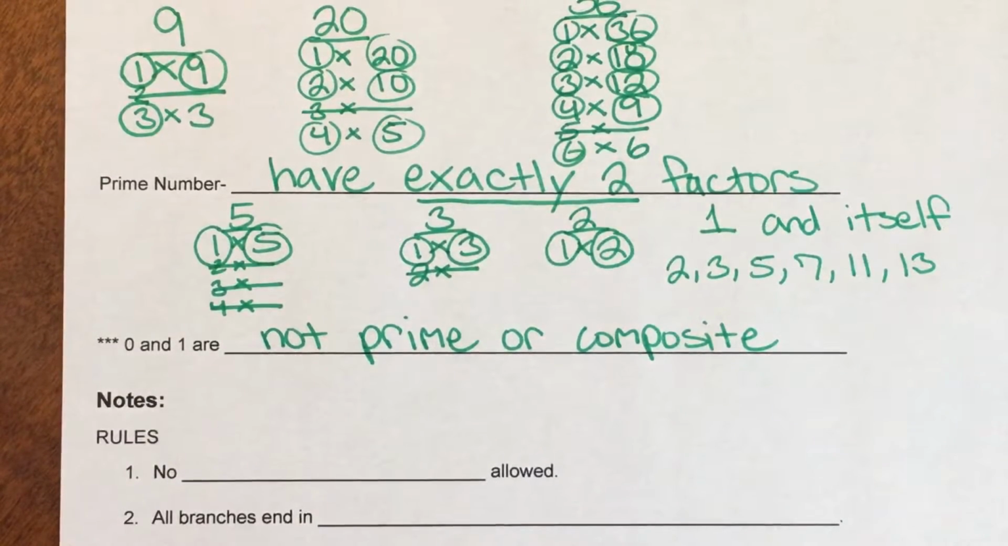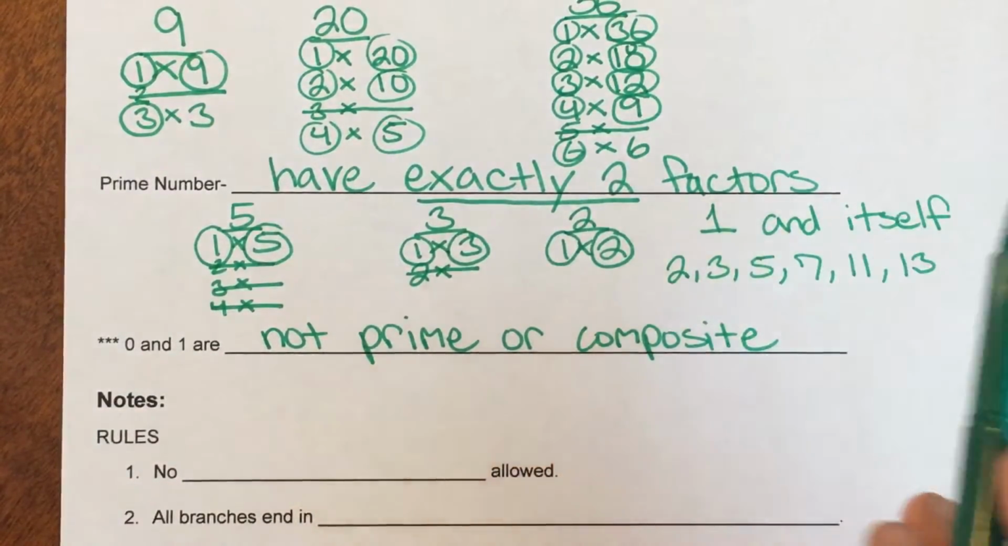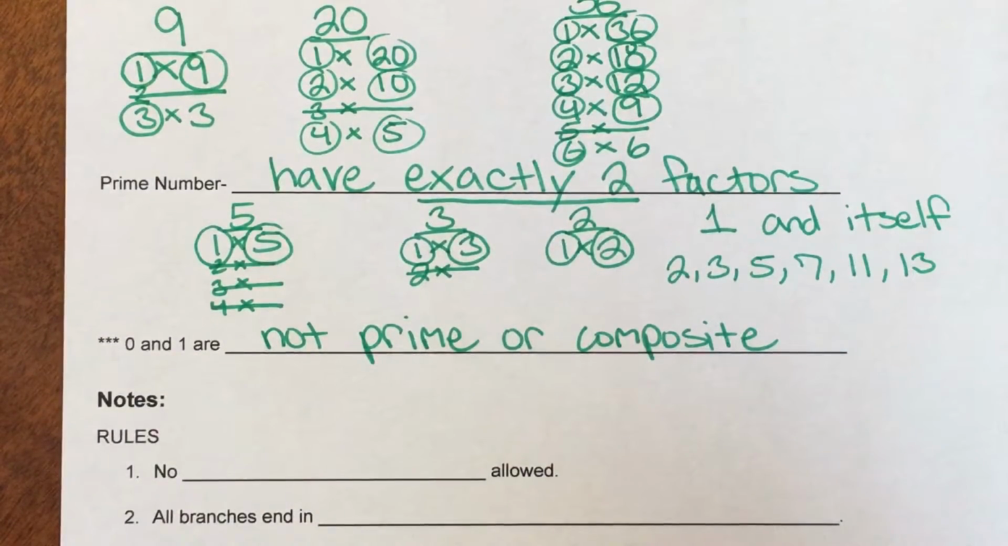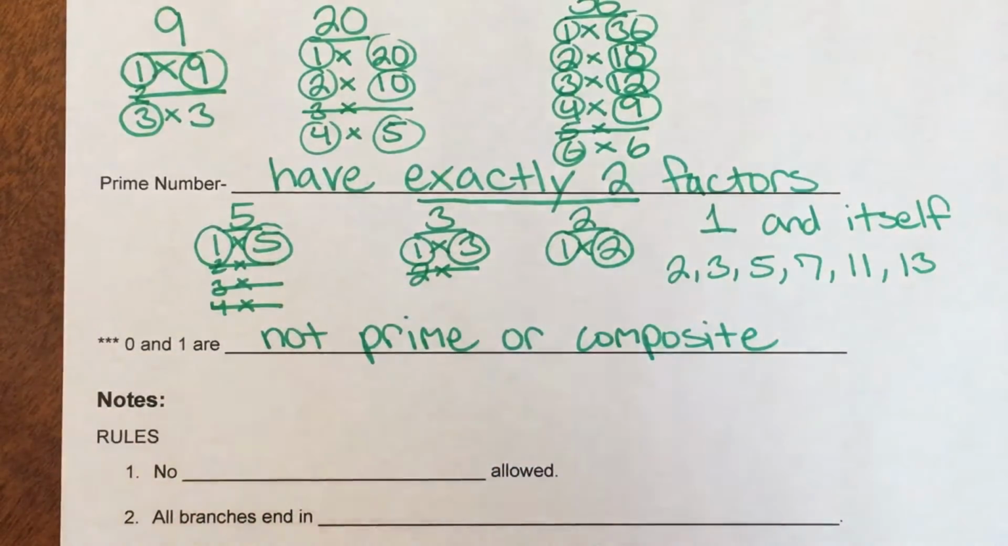Now 0 really has an infinite number of factors because you could say 0 times 1 equals 0, 0 times 8 equals 0, 0 times 2 billion equals 0. So because it has an infinite number of factors, we don't really call it composite. Now 1, the reason 1 is not a prime number is because to be prime you have to have exactly 2 factors. Well, 1 only has 1 factor, which is 1. So numbers 0 and 1 are not prime or composite. Okay, that's a lot of new vocabulary, but we'll be practicing it again and again.